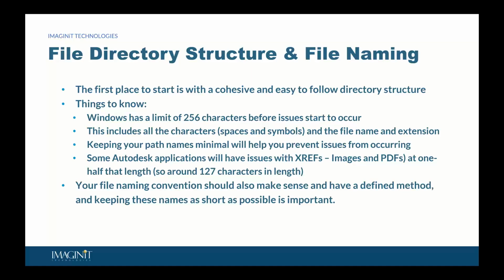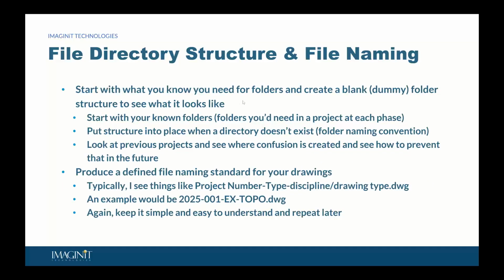Now, your file naming conventions should make sense and have a defined method, and keeping these names as short as possible is important. Start with what you know. These are the things you need for your folders, and create a blank dummy folder structure to see what it looks like. Start with your known folders, folders you know you need at each phase of a project. Put a structure into place when a directory doesn't exist, i.e. a folder naming convention. Look at previous projects and see where confusion was created and try to see how to prevent that in the future.